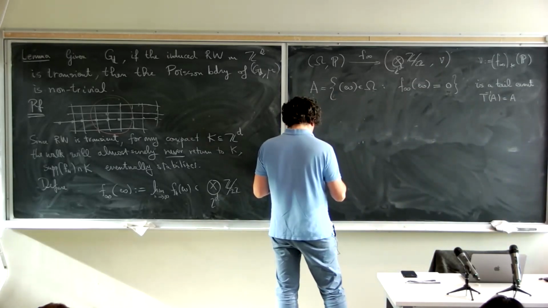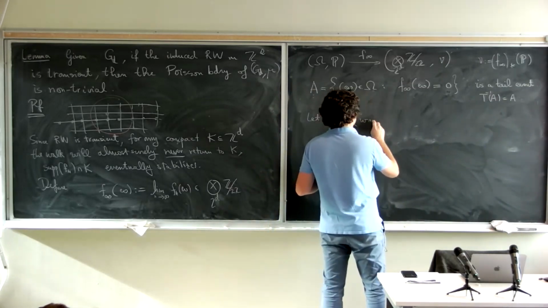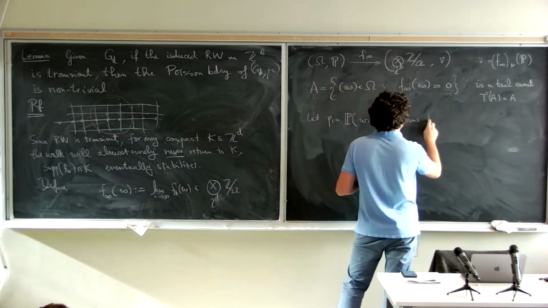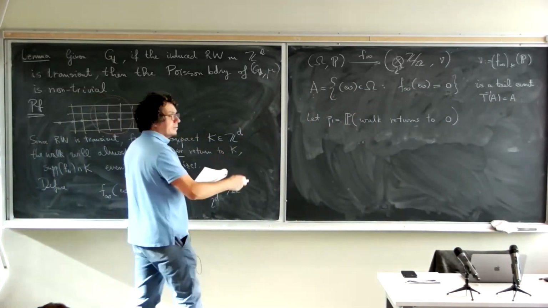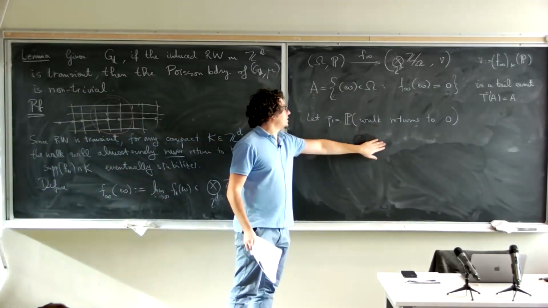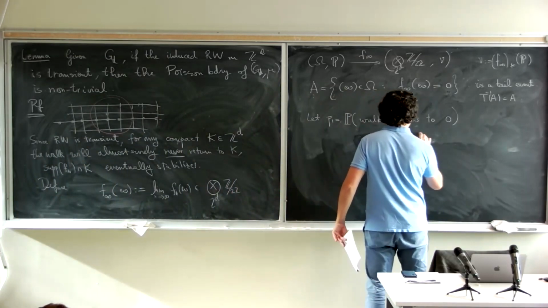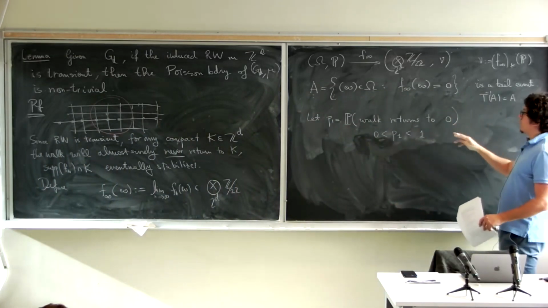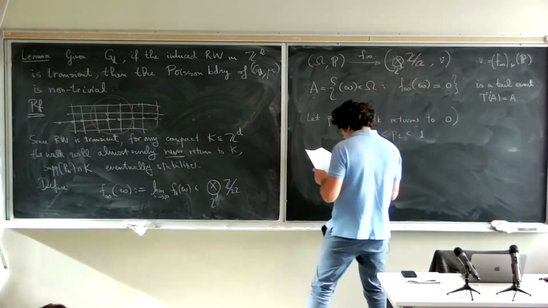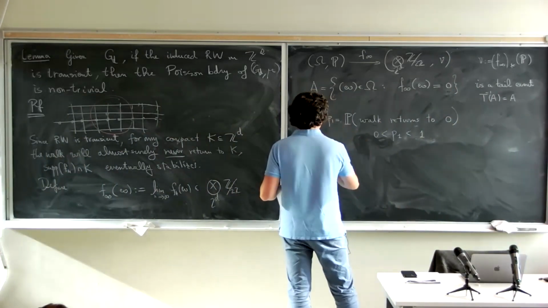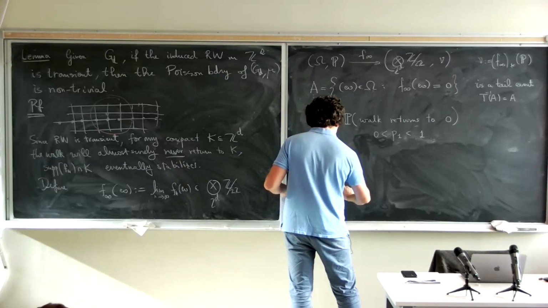Why? Let p be the probability that the walk returns to 0 the first time. You see, this p is neither 1 nor 0, because if the walk returns to 0 with probability 1, then the walk is recurrent. So it has to be something like that. And so now what is the probability of this set A and the probability of the set A complement?